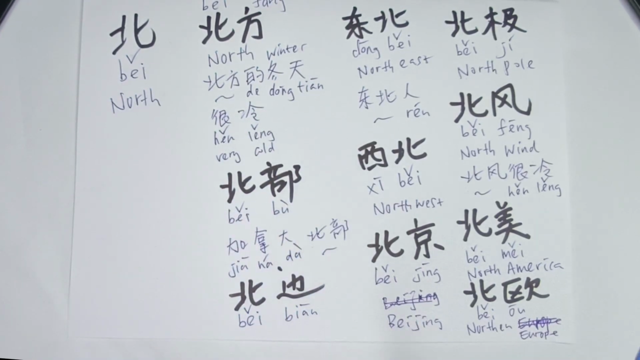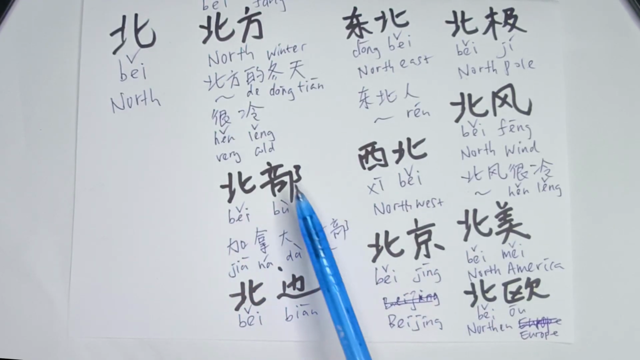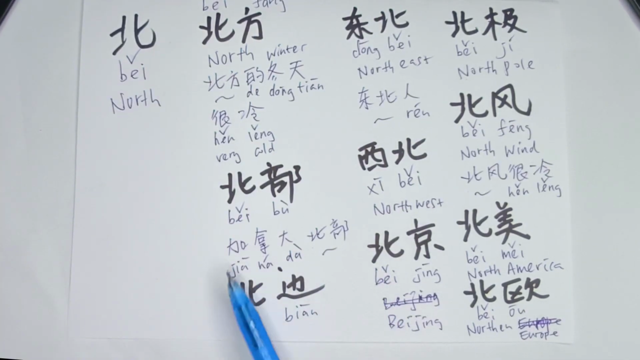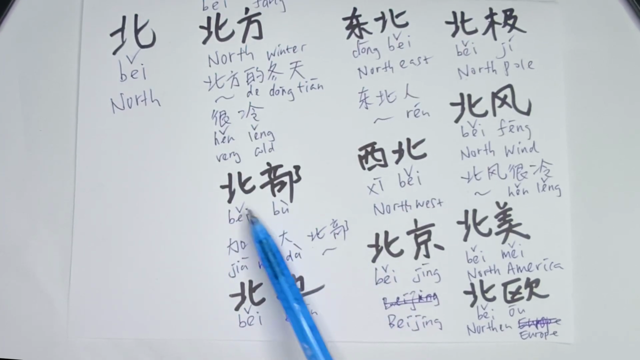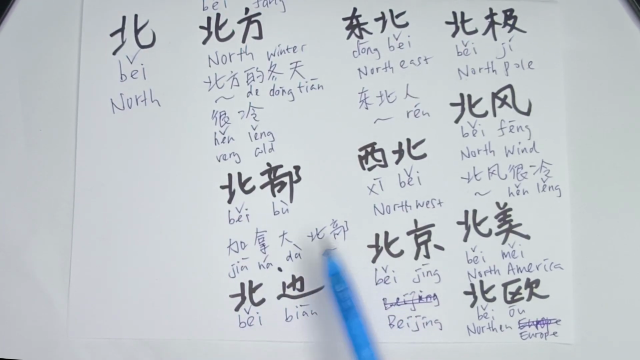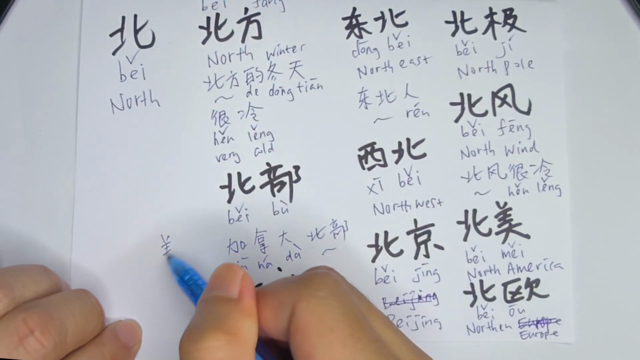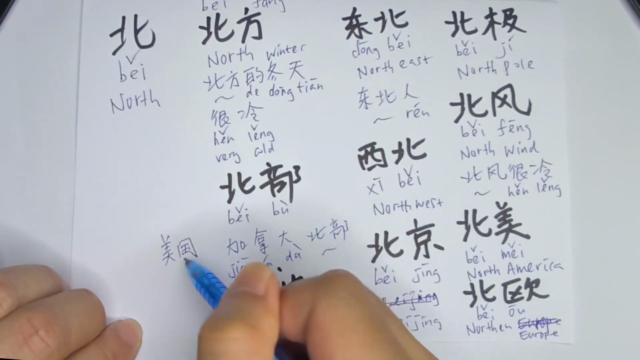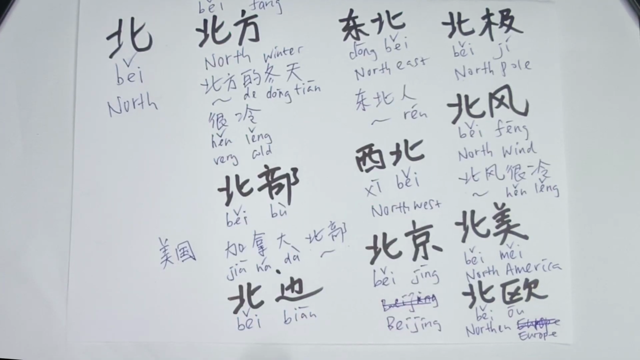Okay, and 北部 is the northern part, northern region of somewhere. 北部, for example, 加拿大北部. 加拿大 is Canada, the northern part of Canada. 中国北部, northern China. 美国北部, 美国 is America, northern part of America. 北边 is northern side, okay? 美国北边, northern side of America.